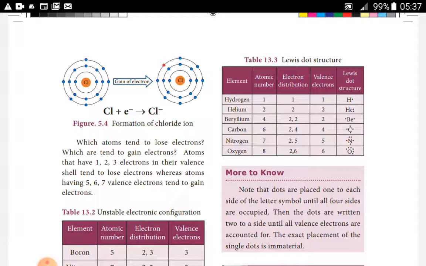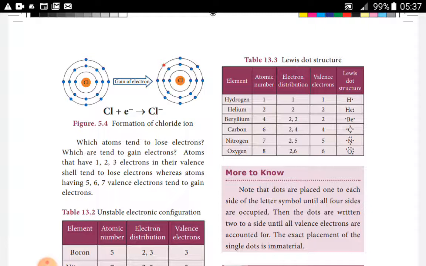That is the symbol of hydrogen. Then helium. Helium is atomic number 2 in the periodic table, second place, and the 2 electrons are going to be in the first shell. The K shell is completely filled, 2 valence electrons. It is a pair of electrons, so 2 dots should be given.